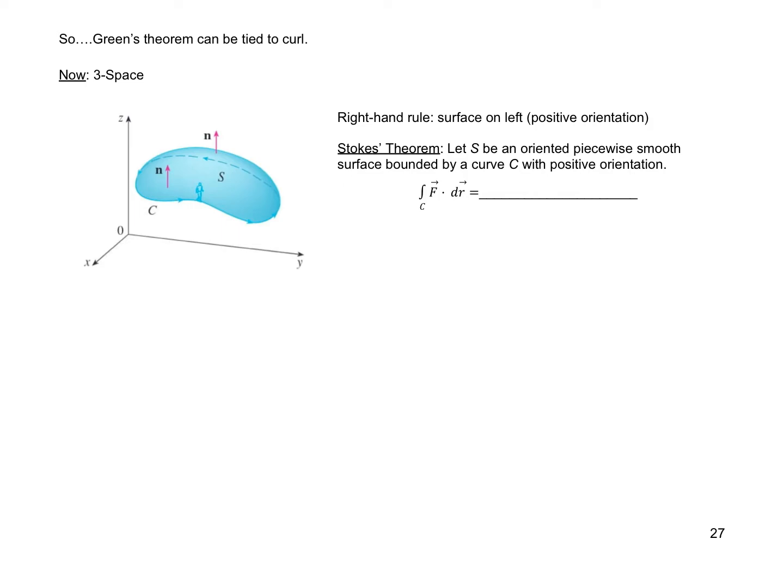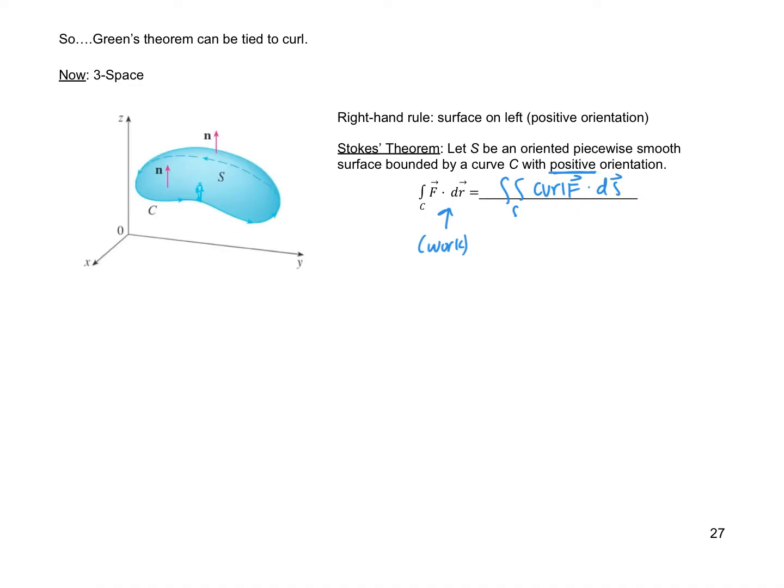So finally, let's look at Stokes' theorem. So Stokes' theorem says, let S be an oriented, piecewise smooth surface bounded by a curve C with positive orientation. Then the line integral of f dot dr, so remember, this is calculating work, that can be written as a surface integral of curl of f dot dS.